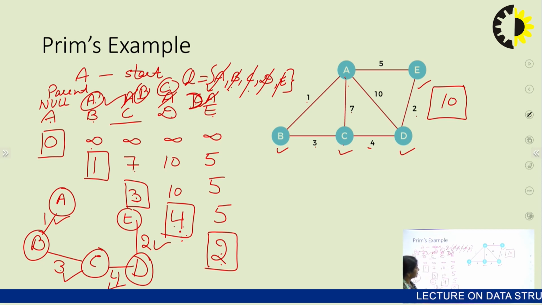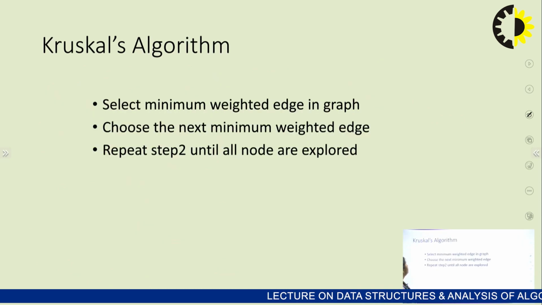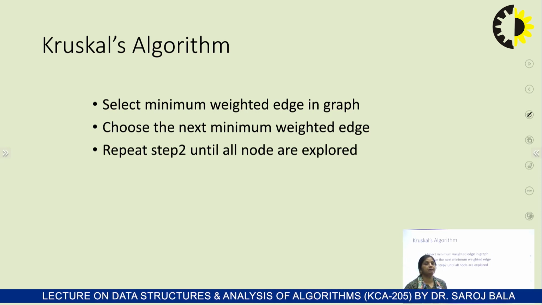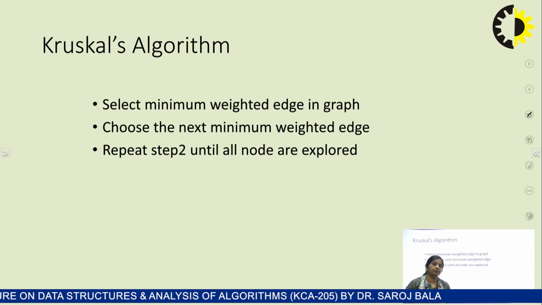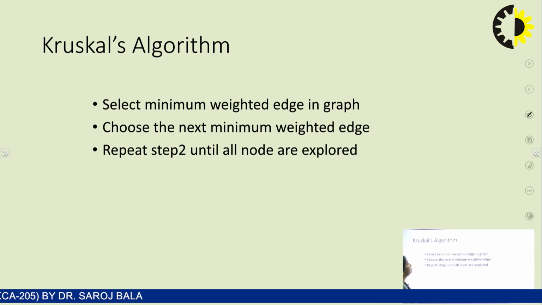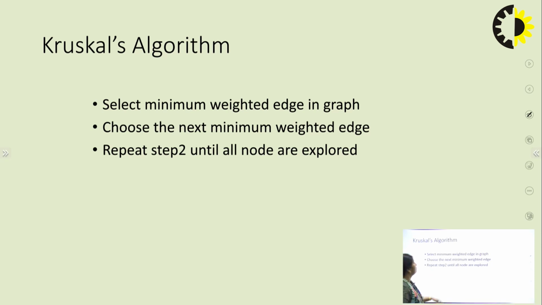Now we'll study the second one, that is Kruskal's. Kruskal's algorithm works on edges. Prim's algorithm we have discussed: we started with one vertex and went on exploring all the vertices with the minimum cost adjacent edges. That was the approach. Now in Kruskal's, we take the minimum weighted edges and include them in the graph, and we go on doing this until all the nodes are explored.